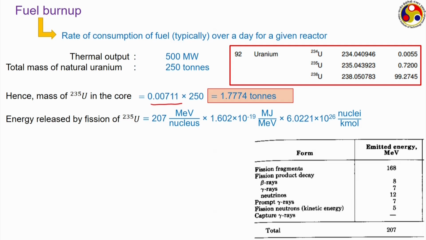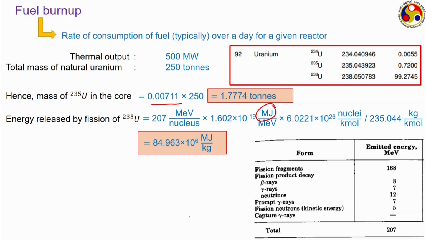And so, the product of these three numbers gives you the amount of energy released by 1 kilomole of U-235, and the unit of that is megajoule. Next, if we divide it by the molecular mass of uranium-235, then we get the total output per kg of fuel. So, we are getting 84.9 into 10 to the 6 megajoule of energy from a single kg of uranium-235 alone. And the total quantity that we have supplied is 1.7774 tons.